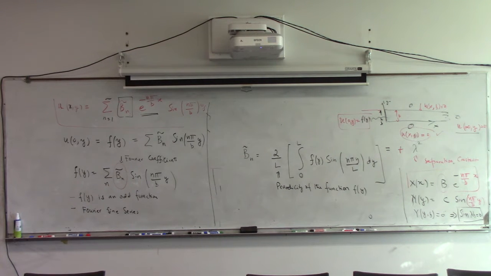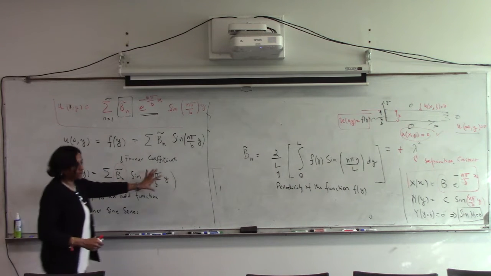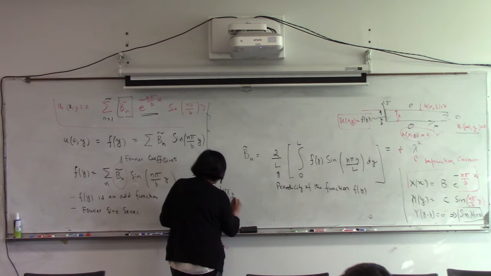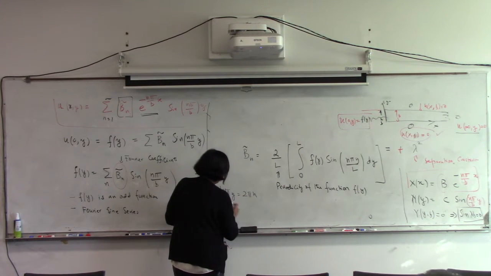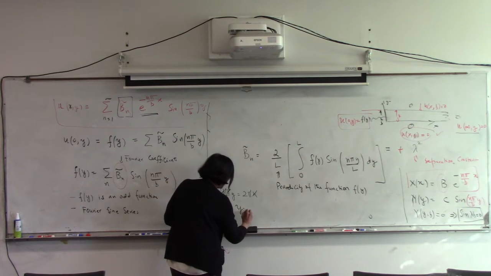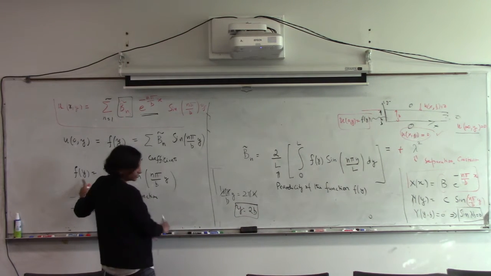So how often does our sine function repeat? What is the period of the sine function? N pi? N pi or 2 pi? A multiple of 2 pi, okay? So we know this has to be a multiple of 2n pi, okay? So n pi over b times y, right? So pi and pi can cancel, so the periodicity of the function f of y is 2b, okay?